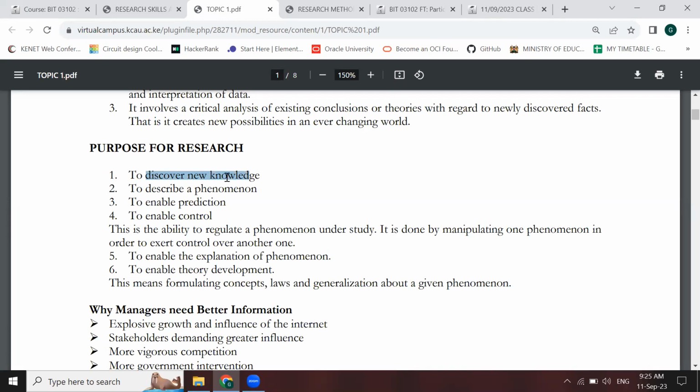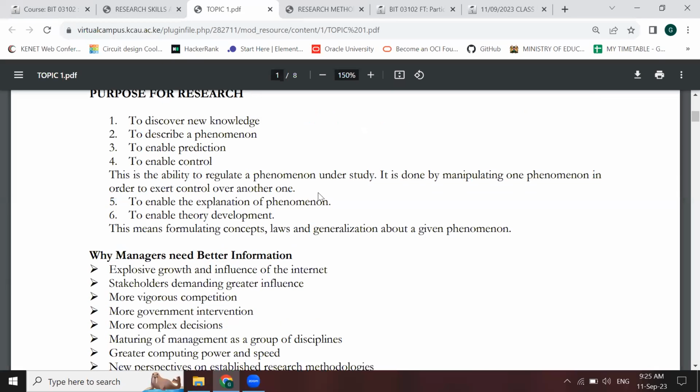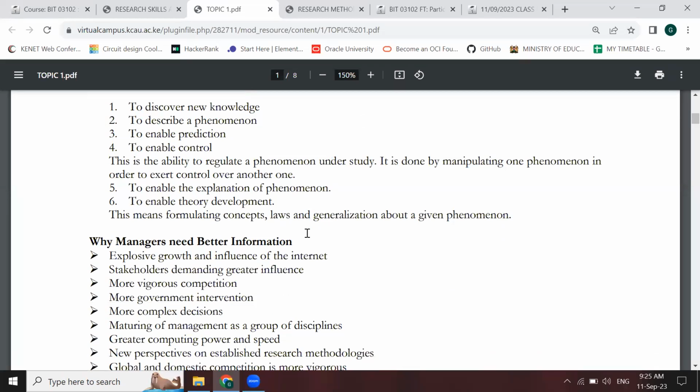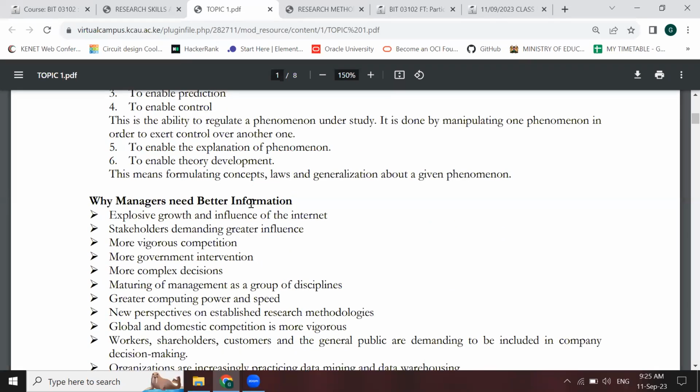You can see it there. Then to describe a phenomenon, then to enable prediction. You can be able to predict something, also to control any given area. Maybe you're controlling depending on what you want to achieve. Then to explain a phenomenon, and also to enable theory development. You may need to develop a theory on a given area. So as a researcher, maybe there are some individuals who are sponsoring you to conduct a given research so that you can advise them accordingly.